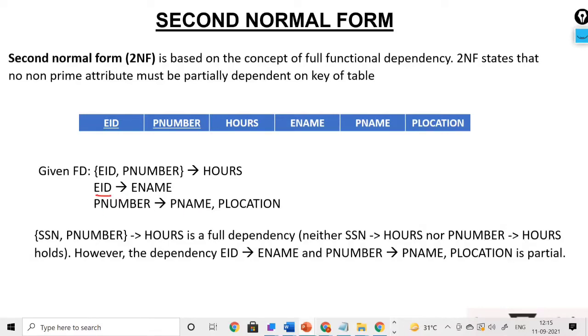That is, with employee ID you can determine name. With project number you can determine project name and project location. If you want to determine R's, suppose an employee comes to me and says, sir, I'm looking for my salary. In that case, will I be able to give his salary? I will only be able to give his salary when I have two pieces of information. First, his employee ID, and second, which project he is working on.